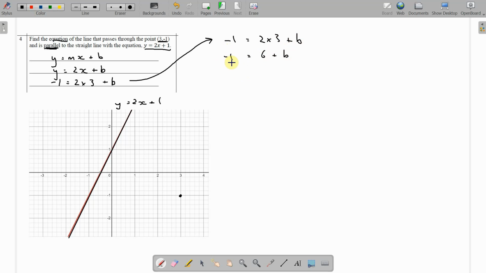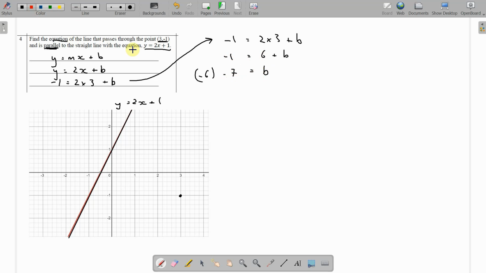And so that would mean we can simplify this by taking the 6 away and taking it away from here as well. So we're going to take away 6. And that means that that's gone. And take away 6 from negative 1, you get negative 7. The b is negative 7.